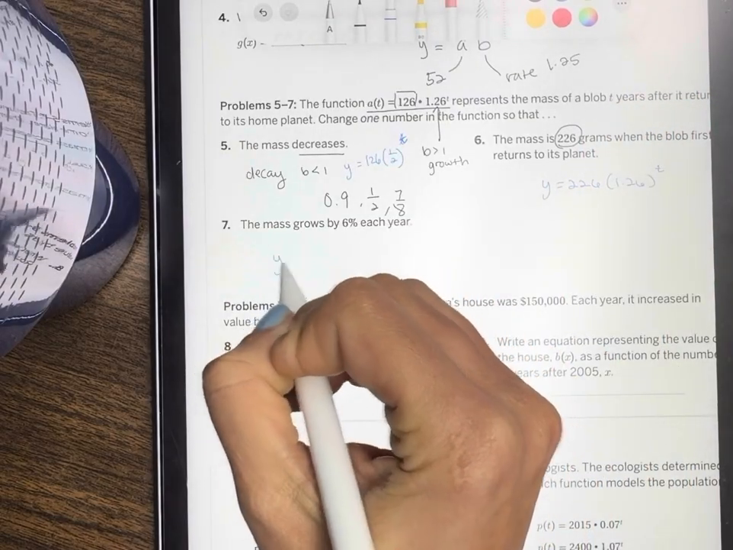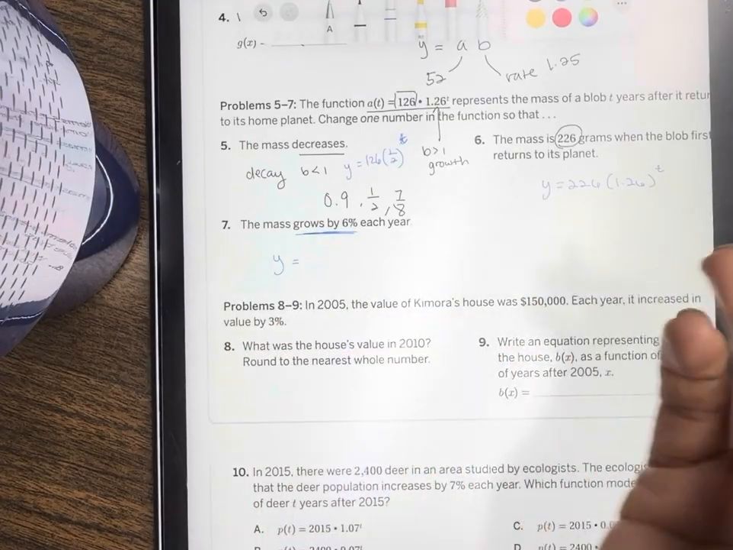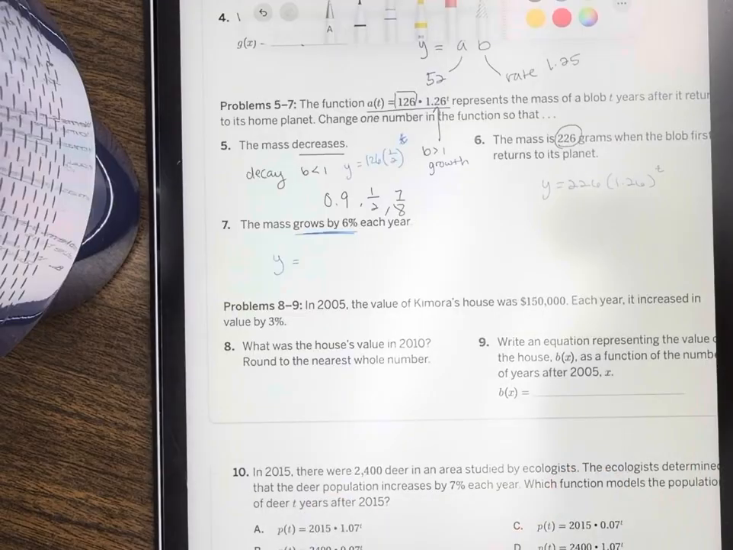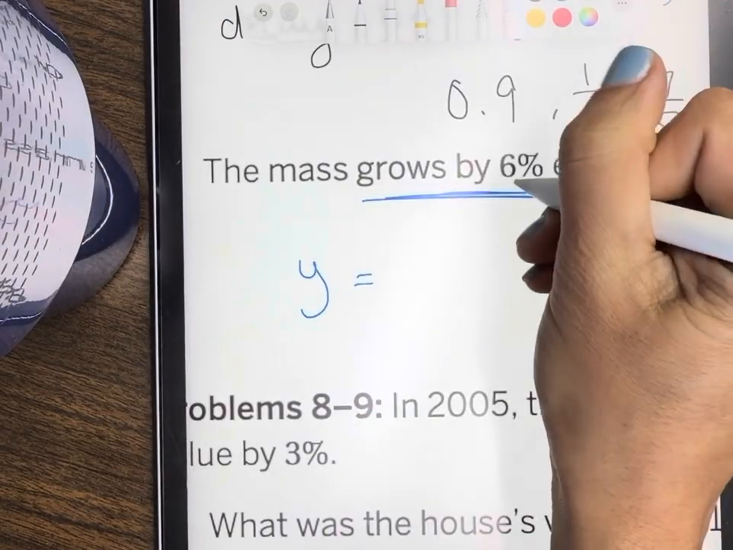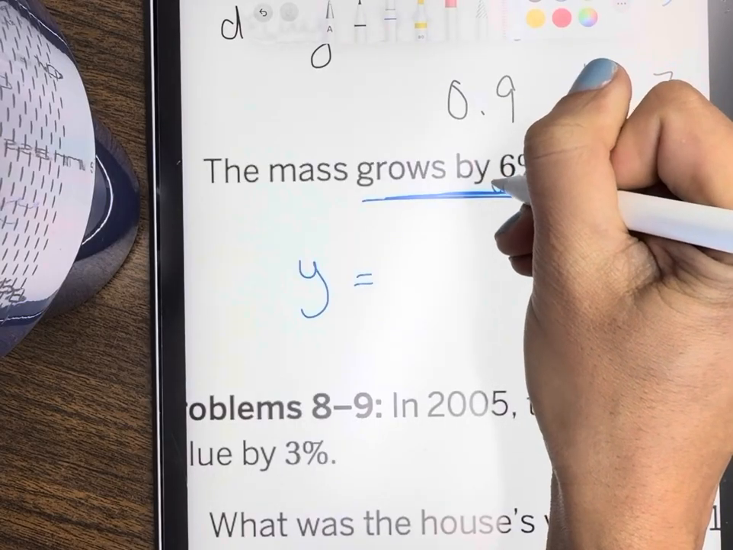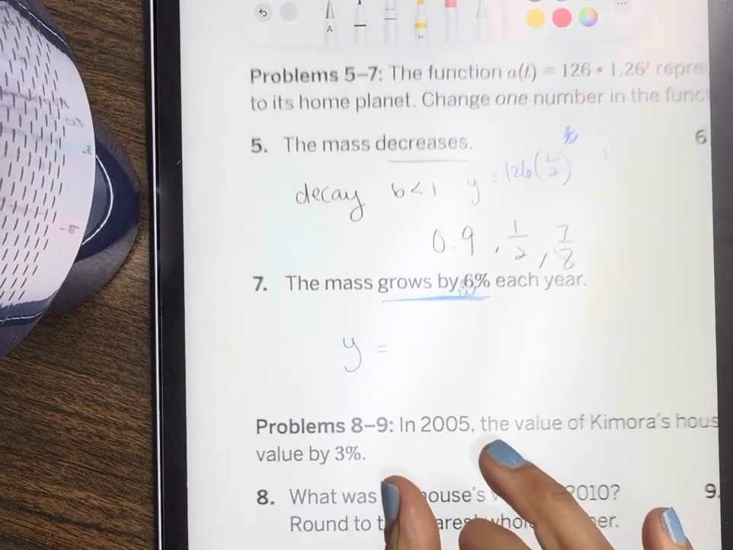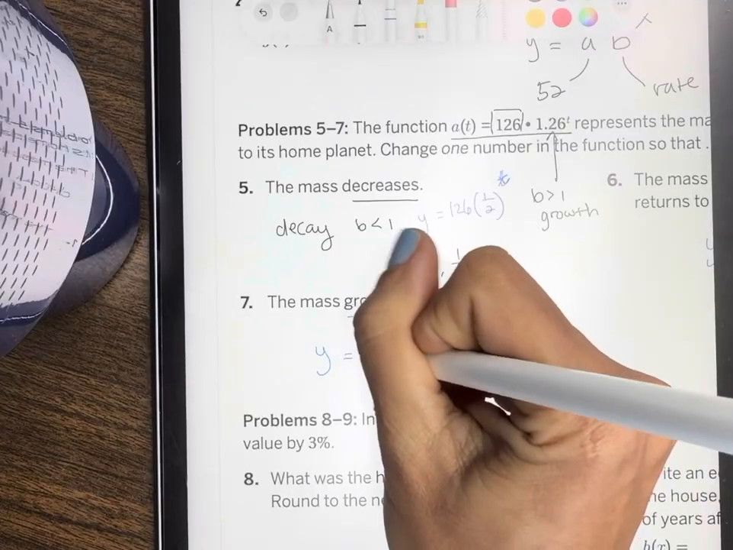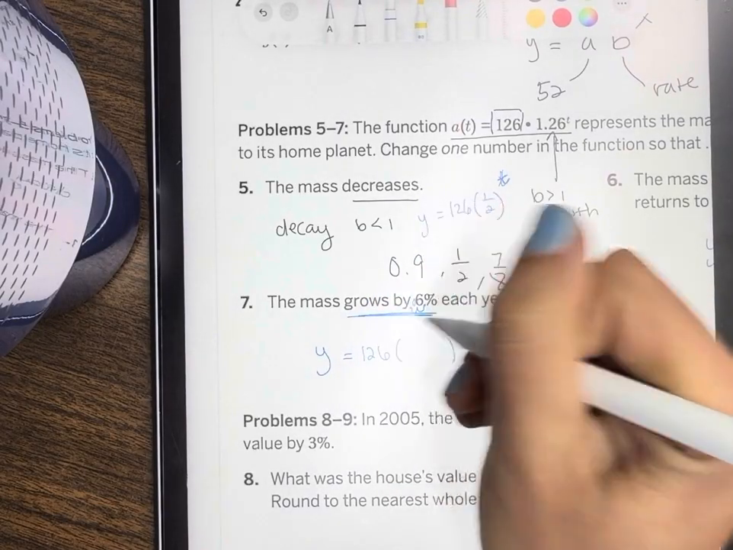And over here, y equals, we want it to grow by 6%. So please remember, percentages have no business being in your calculations. So you're going to grab that decimal point, you're going to shift it twice to the left before you even think about doing any math, all right? We're going to have 126. However, our new b is going to be 1.